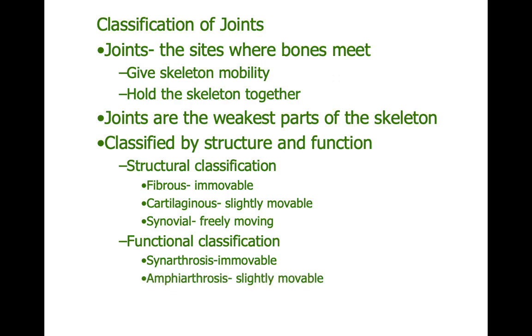Amphiarthroses are slightly movable joints, and again, our example for that is going to be the joint between the sternum and the ribs and the pubic symphysis. Diarthroses are freely moving joints: your knee, your hip, your ankle, your shoulder, those synovial joints that we've talked about before.